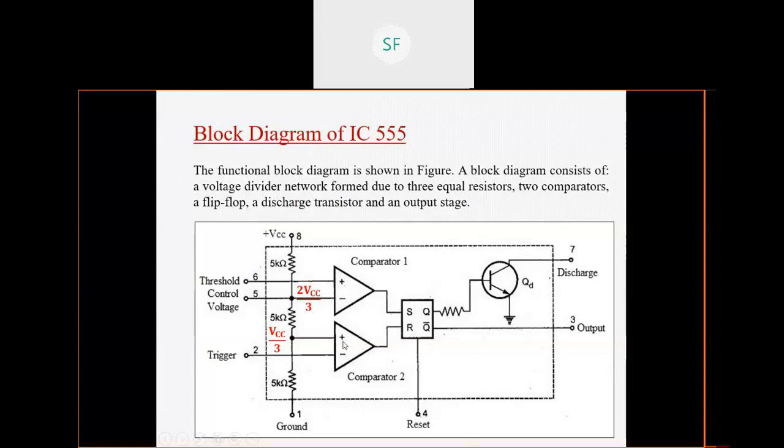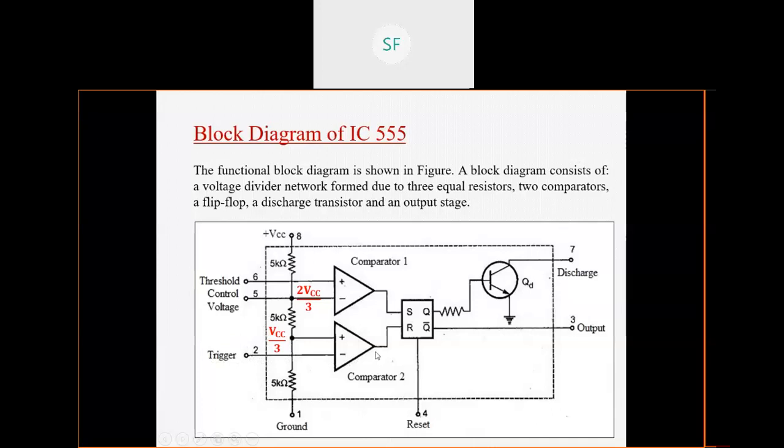So the non-inverting terminal of comparator 2 is connected internally to the voltage VCC by 3. Okay, now what about the inverting terminal of comparator 2? It is nothing but the trigger pin, that is pin number 2. So again an external pin is provided from the inverting terminal of comparator 2. Non-inverting is fixed to VCC by 3 voltage and inverting is nothing but the trigger input.